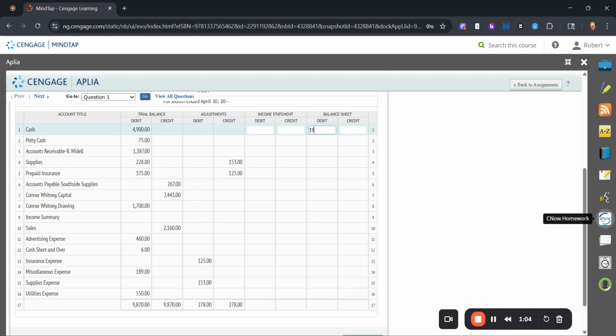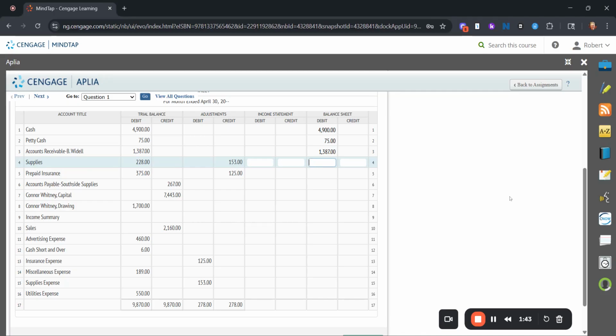So we'll start with cash, $4,900. Petty cash, $75. The AR, $1,387. Okay, so now this is where we get our $228 minus $153. That adjustment part. So $228 minus $153. That $75 that we saw in section 2 that supplies was worth. So $75 now for supplies.